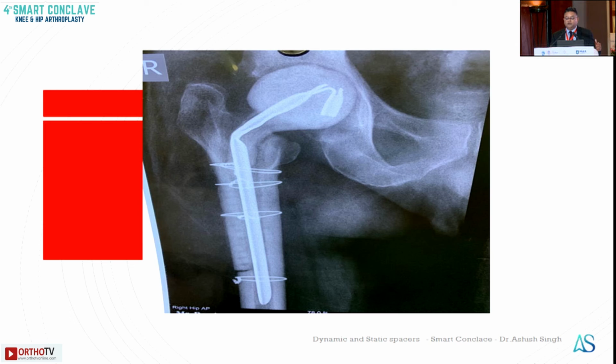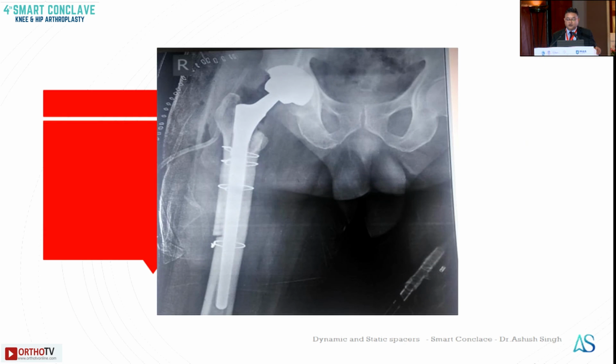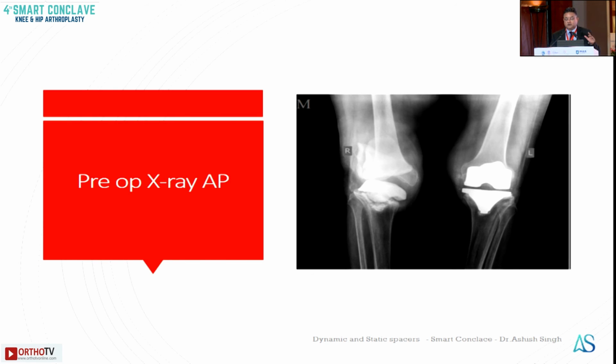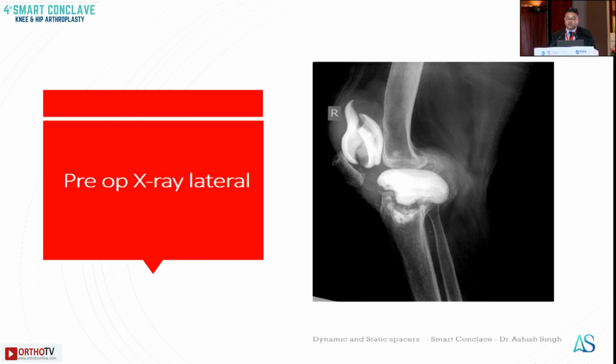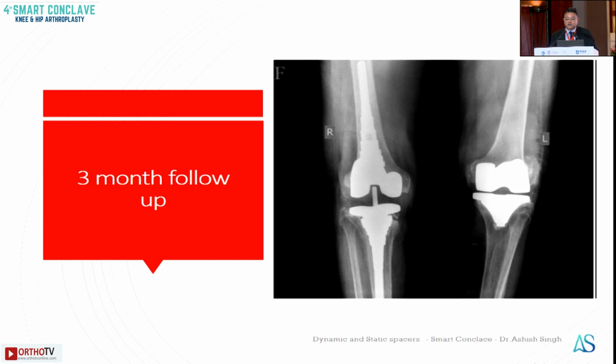These are some handmade spacers which we made at our place using some Steinmann pins, but now we do all dynamic spacers, and we did an ETO. Some examples, in our place we get static spacers put in which had dislocation. Patients come something like this, and then you have to revise all these things.